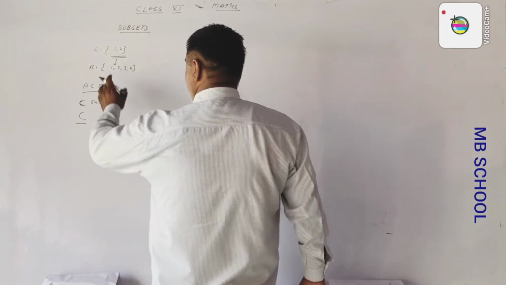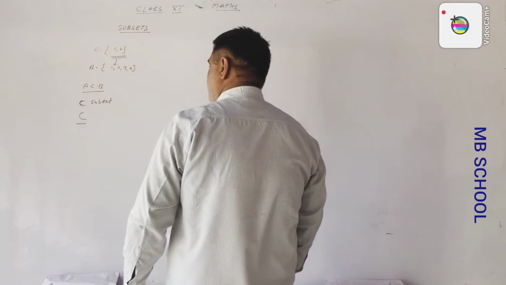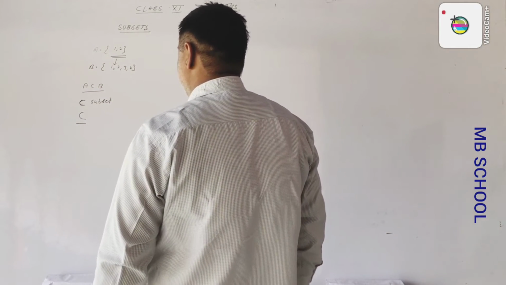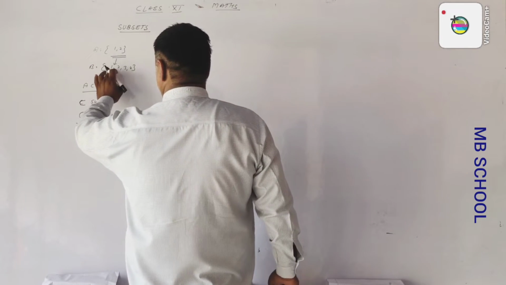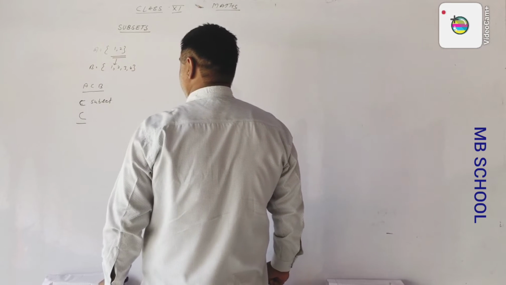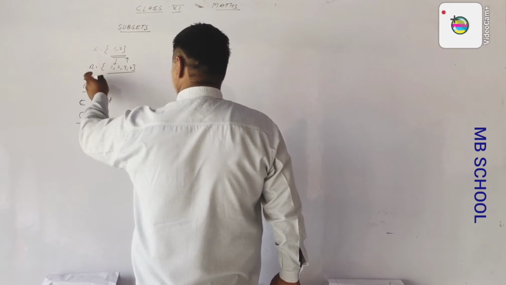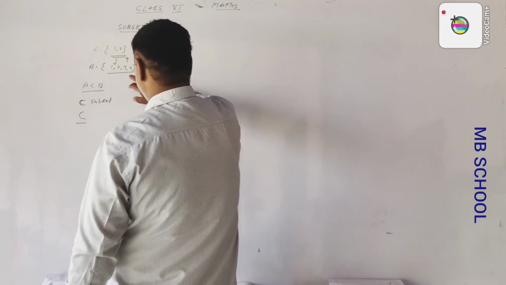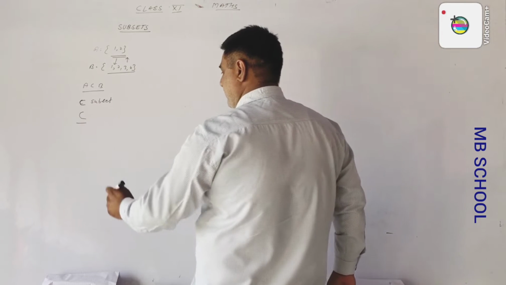So now every element of A belongs to B, then it is said that A is a subset of B. If B's elements belong to A, then 1, 2, 3, 4 would have to belong to A, and B would also be a subset of A. But here the elements 3 and 4 do not belong to A, so B is not a subset of A.